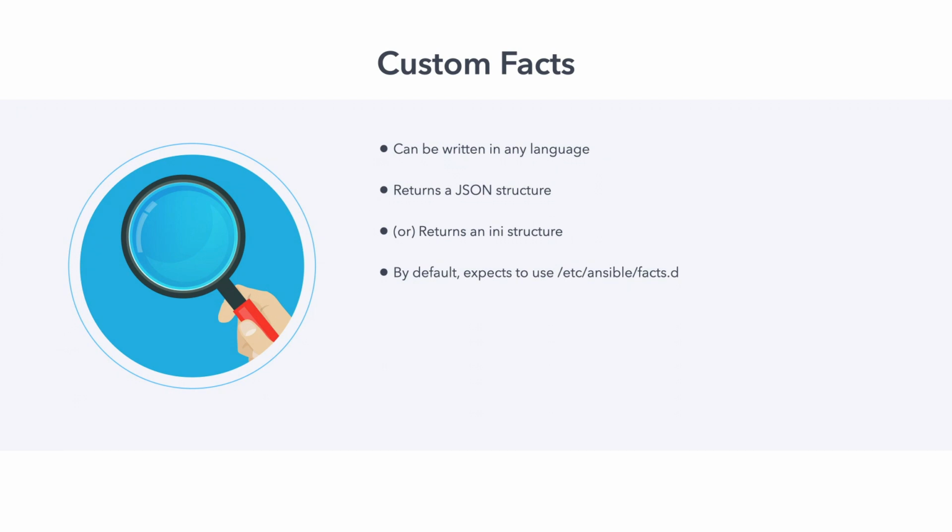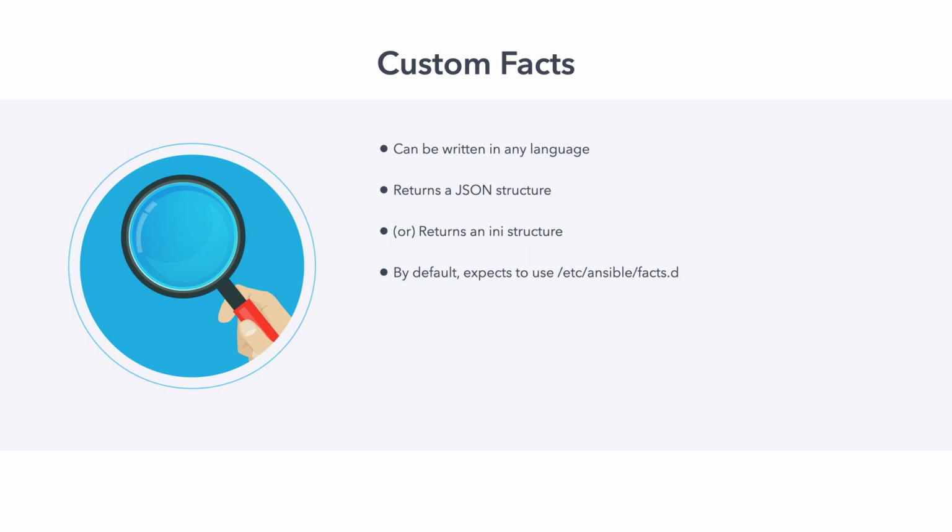Okay, so custom facts. Although Ansible provides a lot of useful information, we may require facts from a host that are not provided by the setup module. Ansible has a great feature for this known as custom facts, allowing us to create our own facts that will be gathered as part of the gather facts process. Creating a custom fact is quite simple. Essentially, any script that returns either JSON or any structure can be a custom fact.